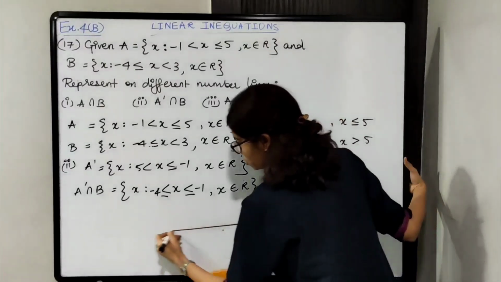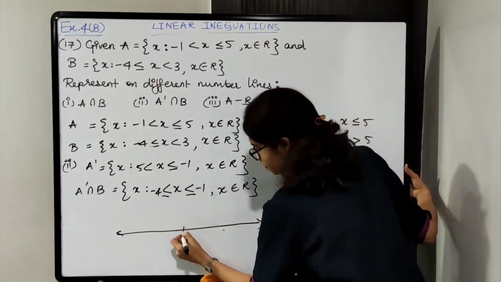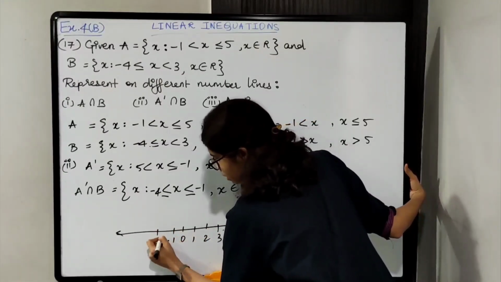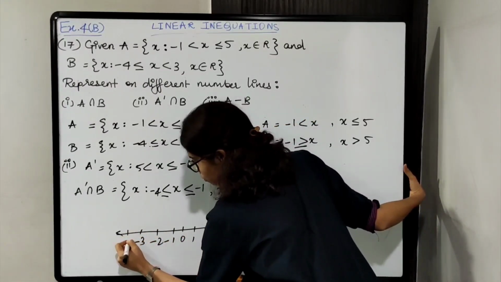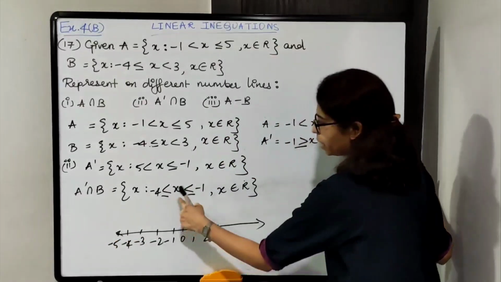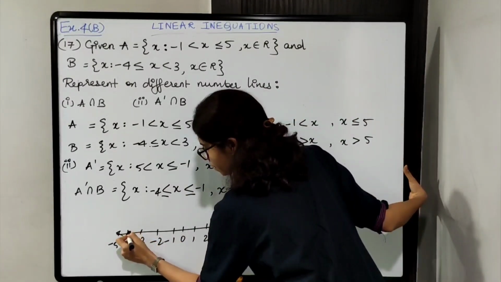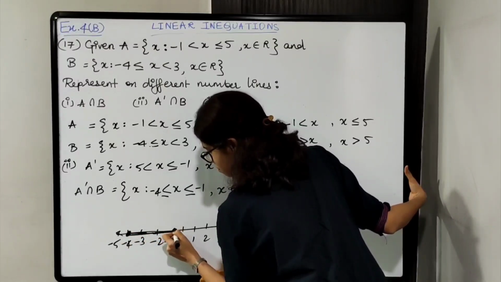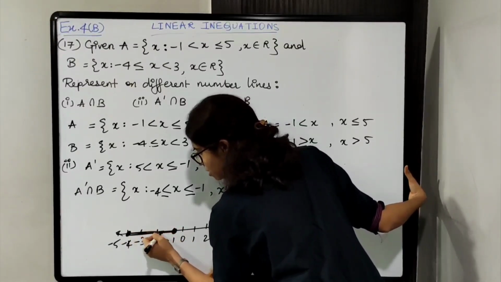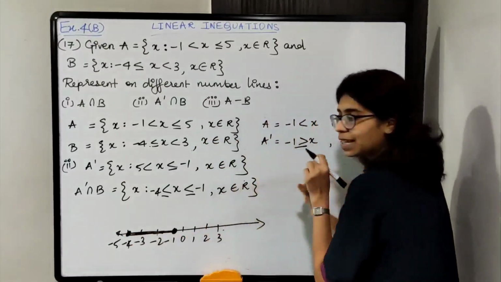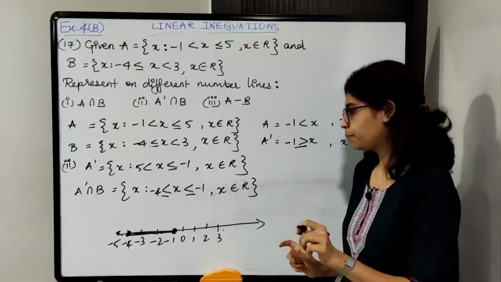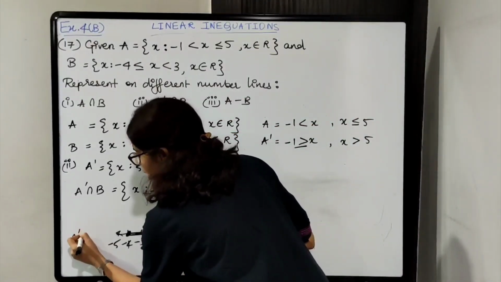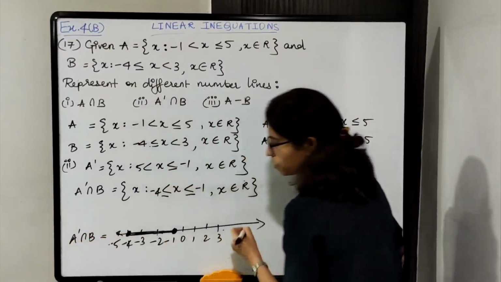So draw this on the number line. 0, 1, 2, 3, -1, -2, -3, -4, -5. So -4 to -1, these values will be included. Okay, so circle and fill the circle, and in between you will draw a thick line with the help of pencil and scale. Okay, your diagram should be very neat. Just write down A dash intersection B is equal to this.